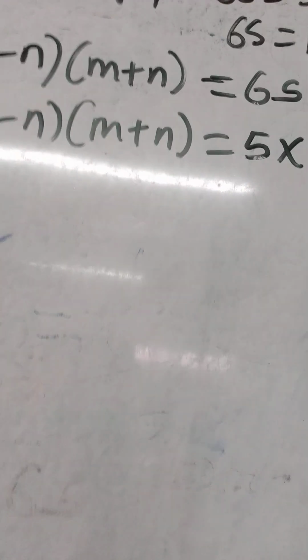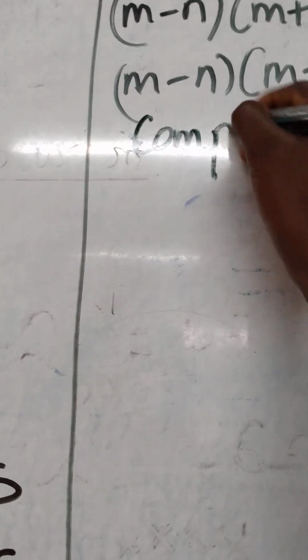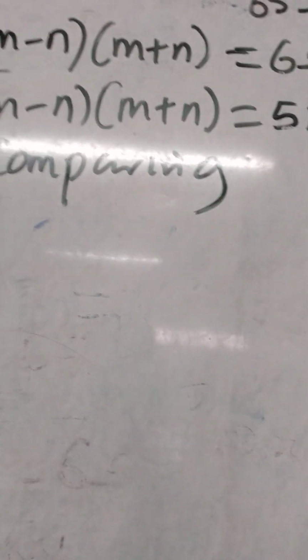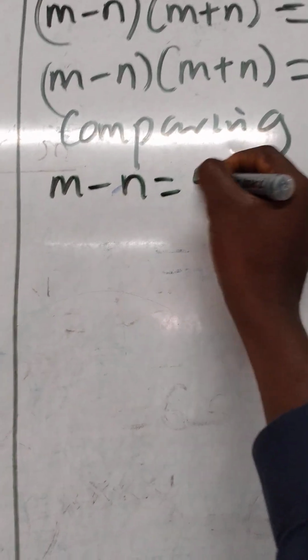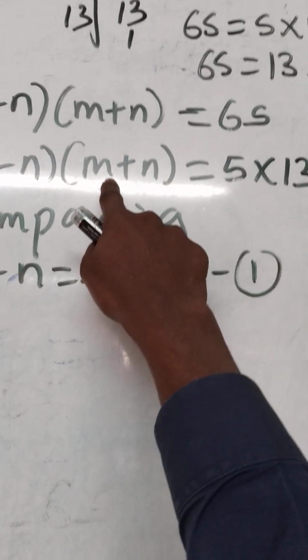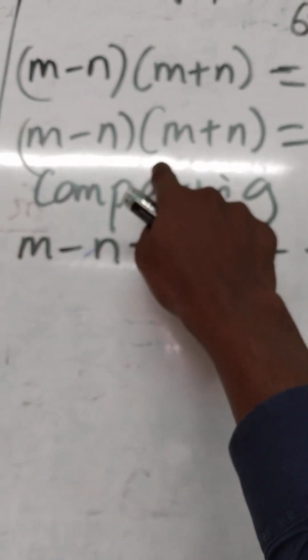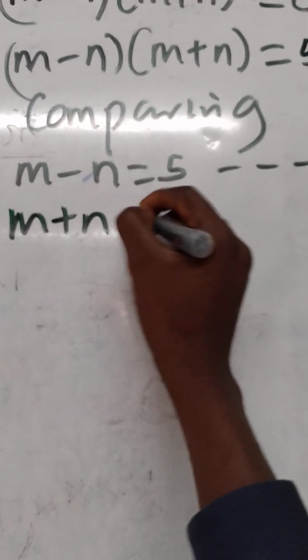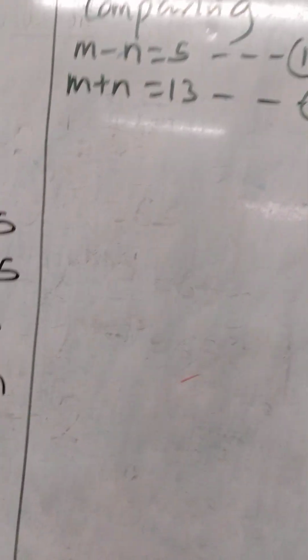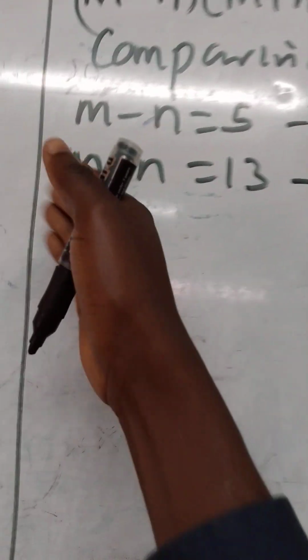So in essence, m minus n equals 5. Let's start comparing both of them. m minus n equals 5, that's equation 1. Then m plus n equals 13, equation 2. So we have gotten two equations. We have to solve them simultaneously. We can solve by eliminating m first, or we eliminate n first, as the case may be.